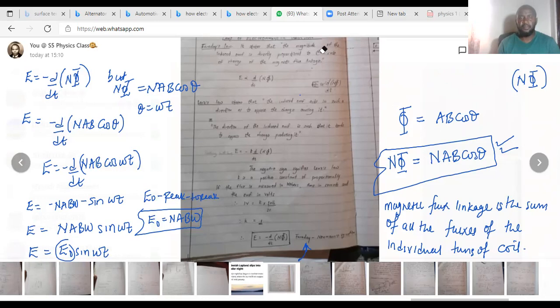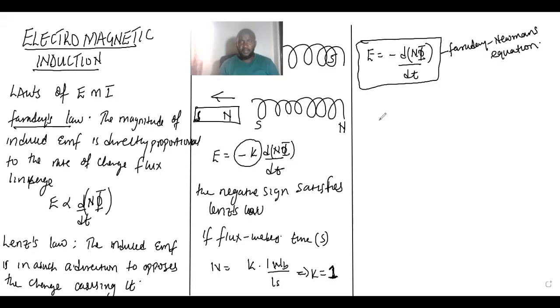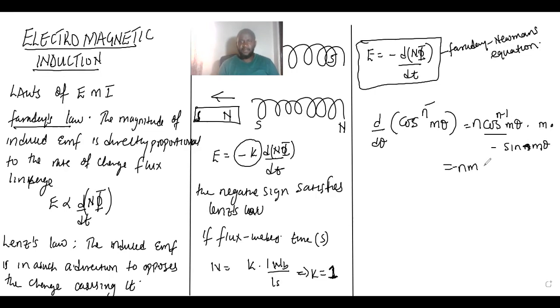Teacher, before you rub off, where has that omega come from? The second one. Okay. You know how to differentiate trig functions? When you're differentiating a trig function, for example, cosine to the power n of m theta, you first differentiate the power and you get n cos to the power n minus 1 of m theta. Then you differentiate the angle and you get m. Then you differentiate the trig function. When you differentiate cos, you get a negative sine of the same angle. Then the answer becomes n, negative m sine of m theta, cos to the power n minus 1 of m theta.